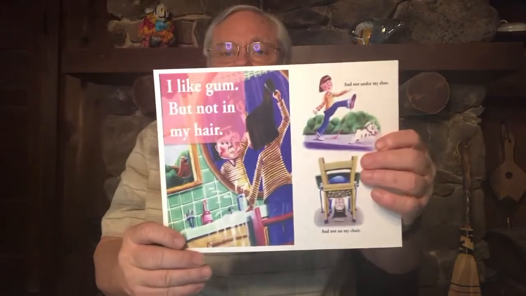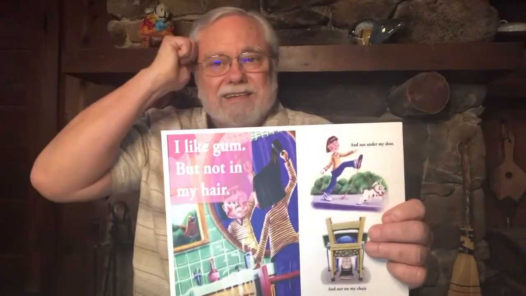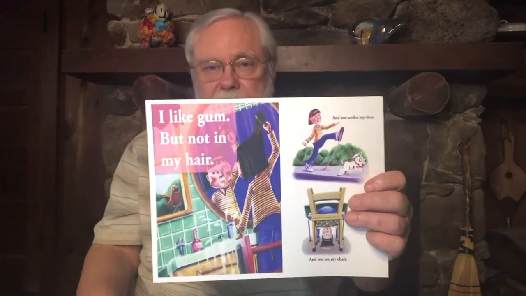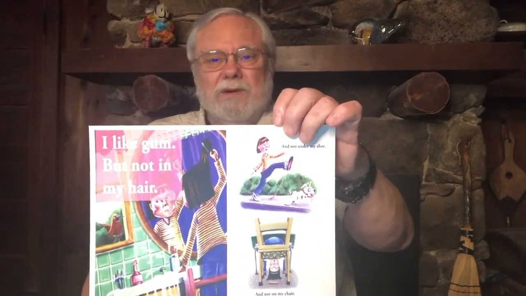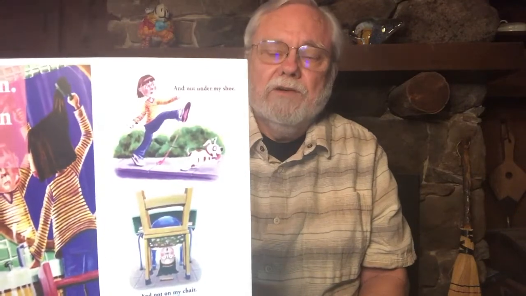So here's the first page in the book, and it says, I like gum, but not in my hair. So here she is looking in the mirror and trying to get that gum out of her hair. And here she says, and not on my shoe. Have you ever stepped in gum? Boy, it's not very much fun if you step in gooey gum and you try to get it off your shoe. And here's another time she doesn't like it. She says, and not on my chair. Because if you sit down in the chair and it's got gum on it, where's that gum going to go? That's going to stick to your bottom where you sat down in the chair.